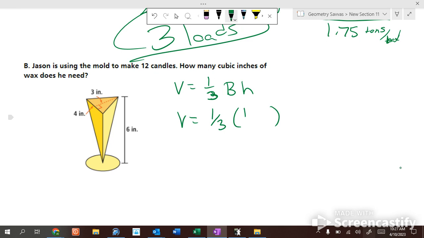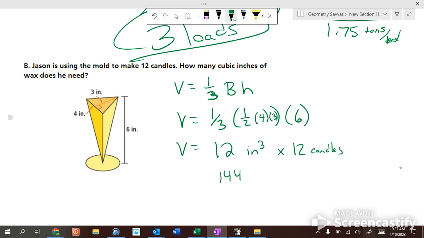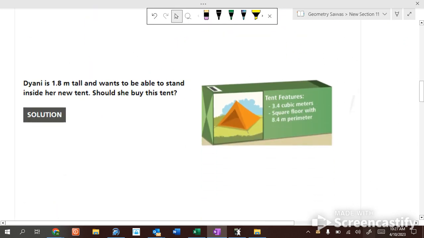A triangle. 1/2 of 4 by 3 times the height of the pyramid is 6. So it's like 12, right? 12 cubic inches. That's for 1 candle. If we take it times 12 candles, 144 cubic inches.